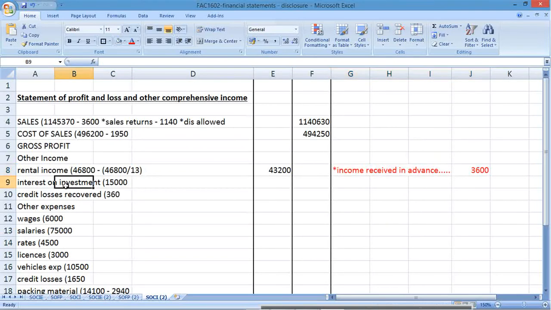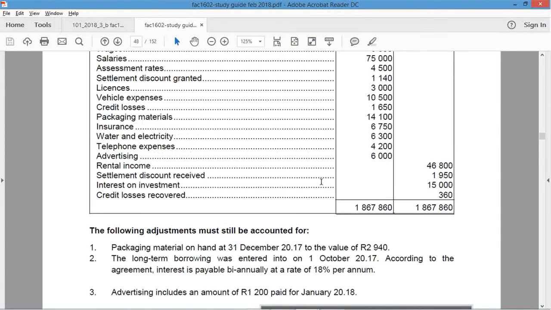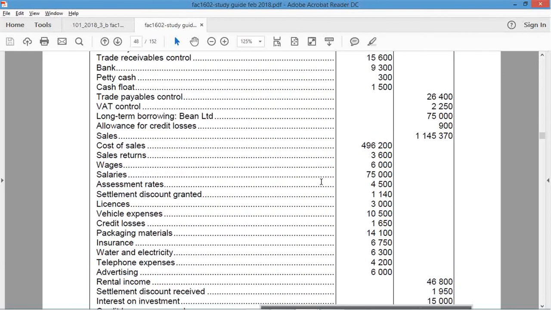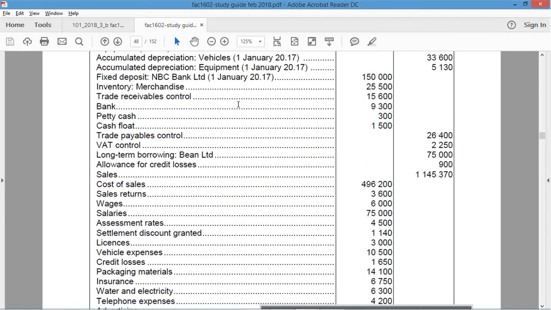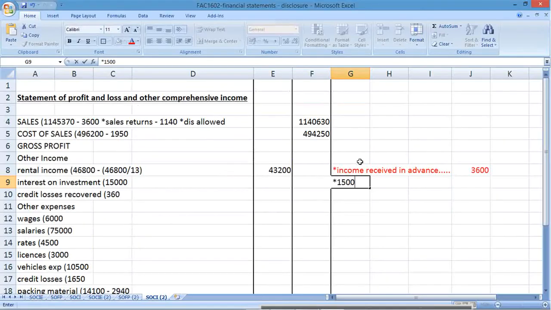So where's interest on investment? So then it's asterisk. What was the fixed deposit? 150, I think. Where was it again? Okay, it's at the top. 150. Okay, yeah. So 150 times 12%, times 2 divided by 12 gives you 3,000.